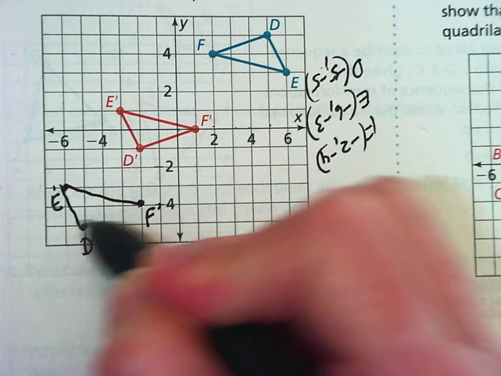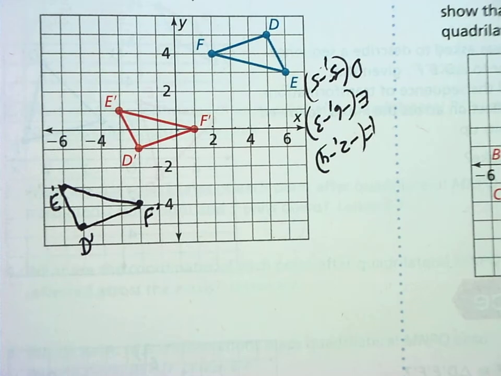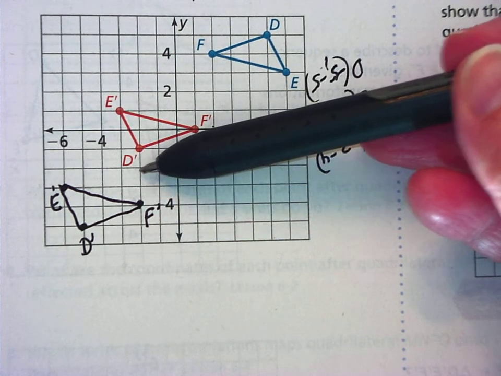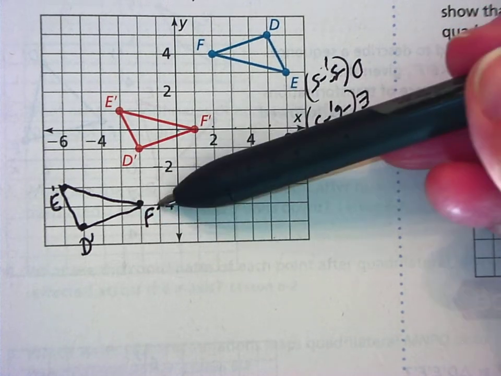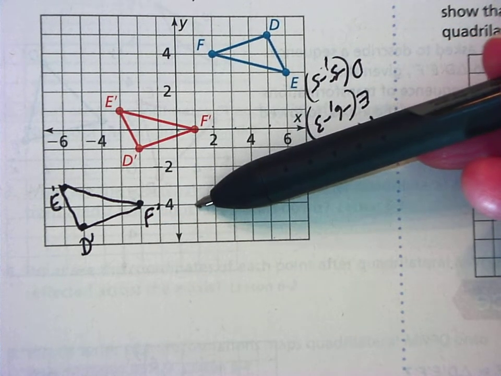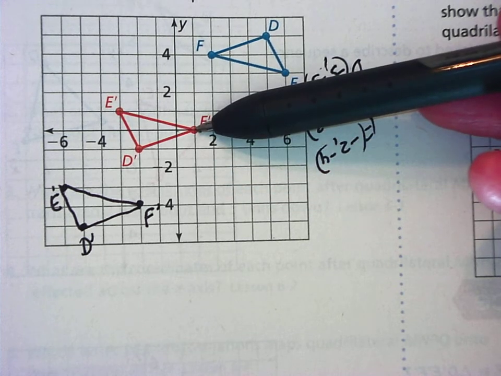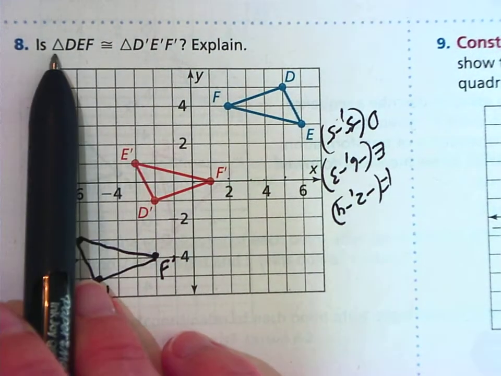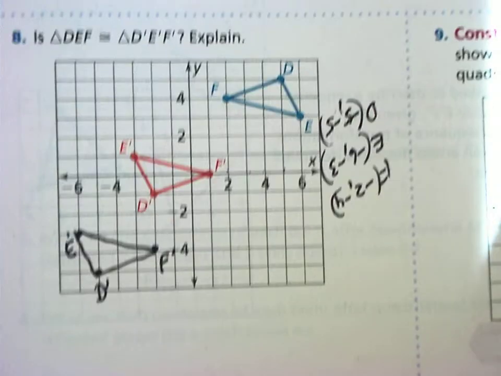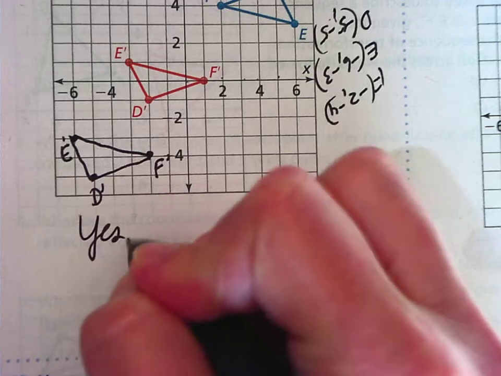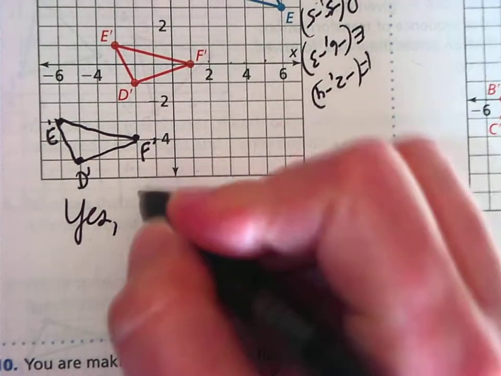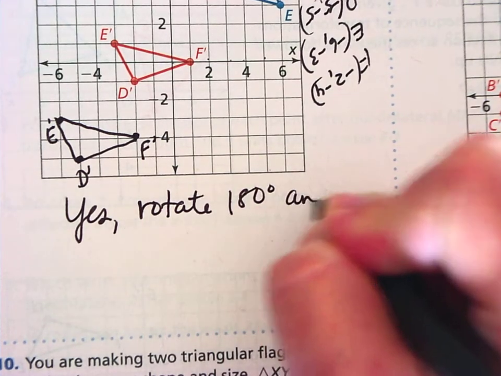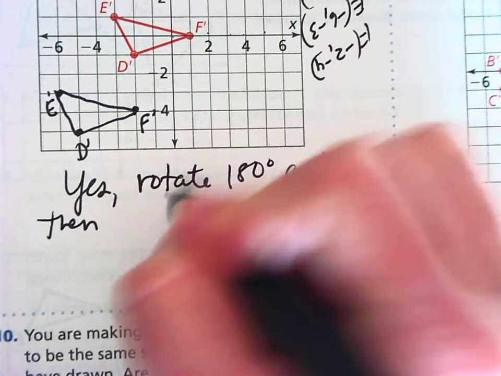So it looks like now they are absolutely facing the same way. Now I could just translate, so F has to land on F. Let's translate 3 units to the right and 4 units up. Then this will land on this. So let's answer this question: is this triangle congruent to this triangle? Yes, because I was able to come up with a sequence: rotate 180 degrees and then translate.